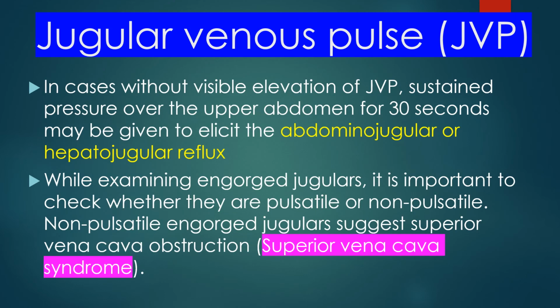In cases without visible elevation of JVP, sustained pressure over the upper abdomen for 30 seconds may be given to elicit the abdominojugular or hepatojugular reflux. While examining engorged jugulars, it is important to check whether they are pulsatile or non-pulsatile. Non-pulsatile engorged jugulars suggest superior vena cava obstruction, the superior vena cava syndrome.